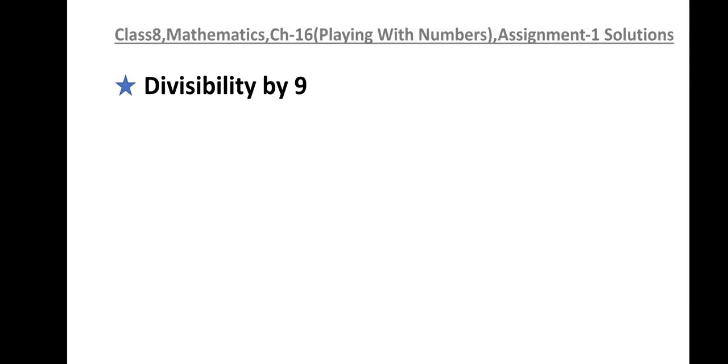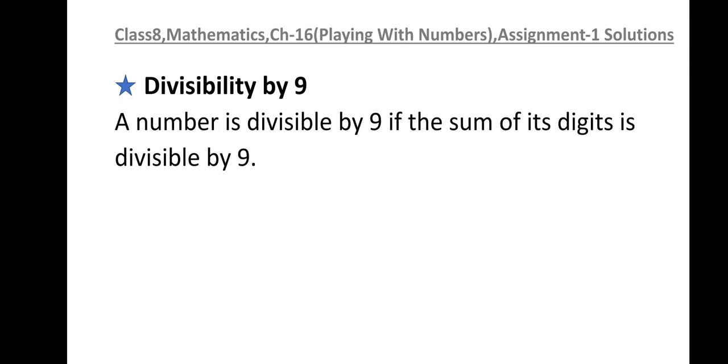So let us see divisibility by 9. What is the rule? A number is divisible by 9 if the sum of the digits is divisible by 9.